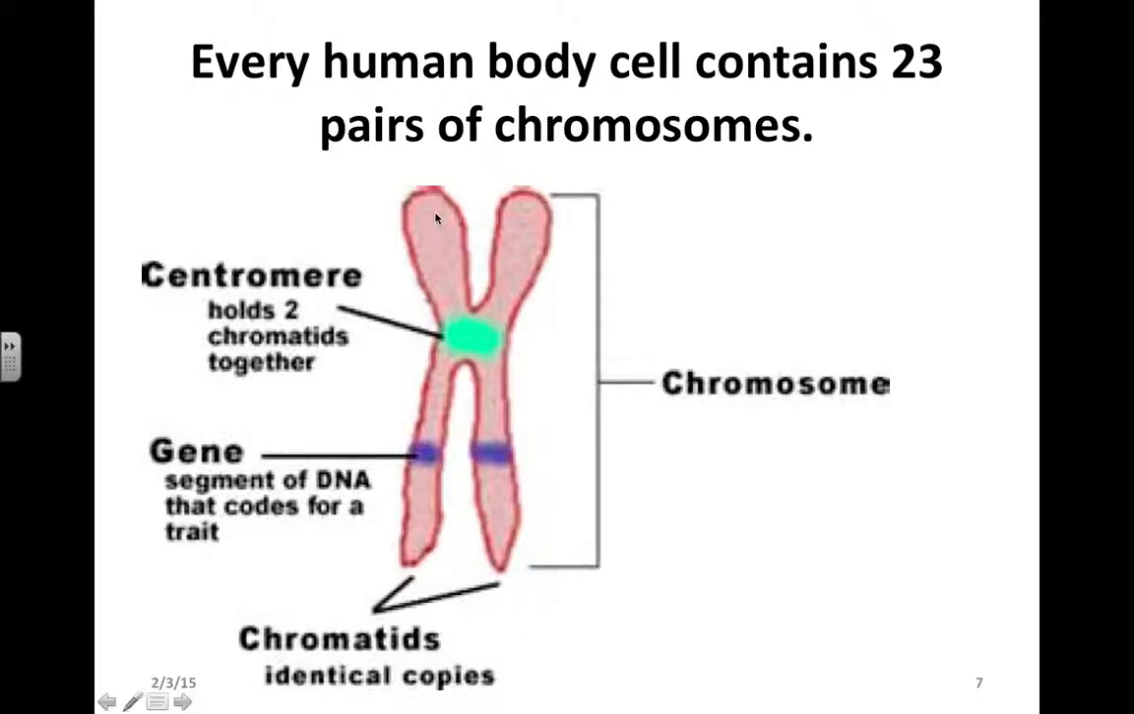Here's a kind of artsy picture of a chromosome. Go ahead and get this copied down. The whole thing is a chromosome, as you can see here. The centromere, and go ahead and label this, is responsible for holding something called two chromatids together. Well, what are the chromatids? This left side is a chromatid, and the right side is a chromatid, and they're held together by this object called a centromere. And then genes are segments of DNA that code for a trait, and we know that.